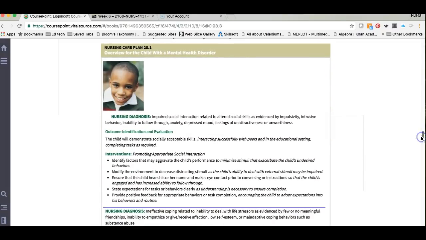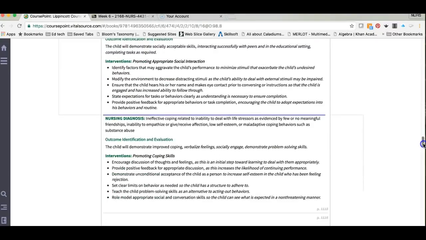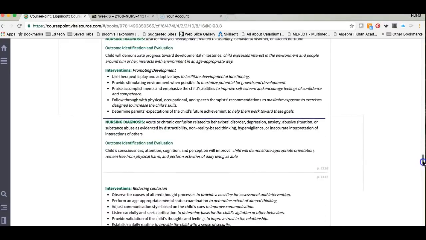All right, and then here is your care plan. It has a lot of teaching points for parents, interventions. So make sure that you read through that.